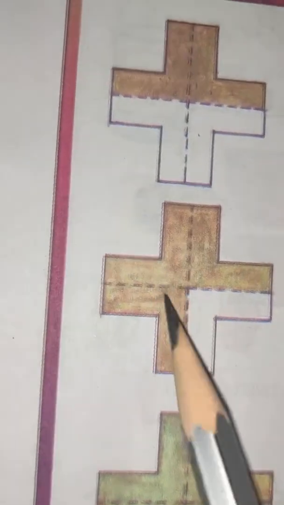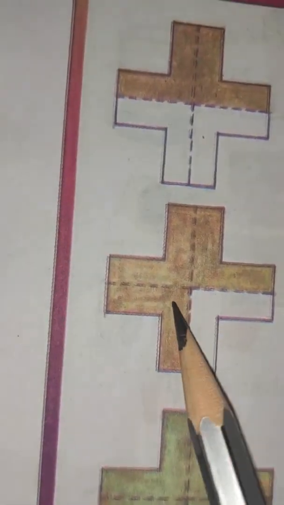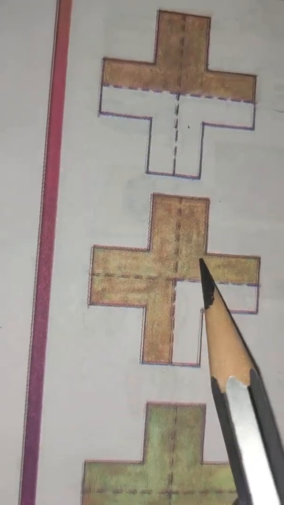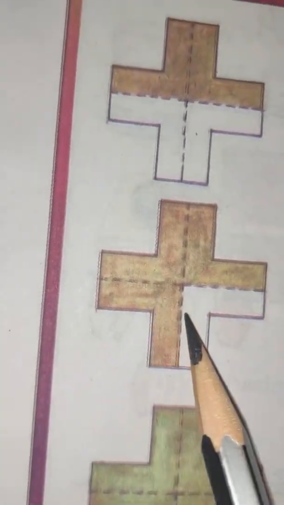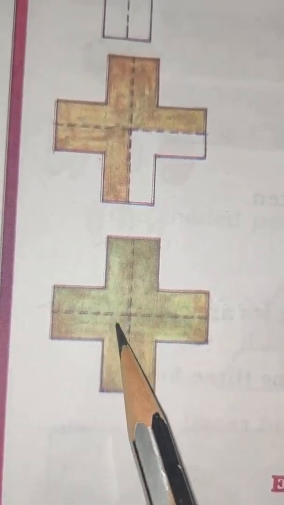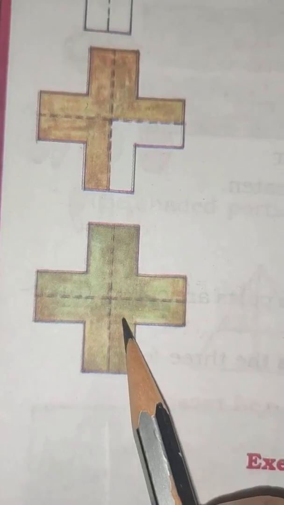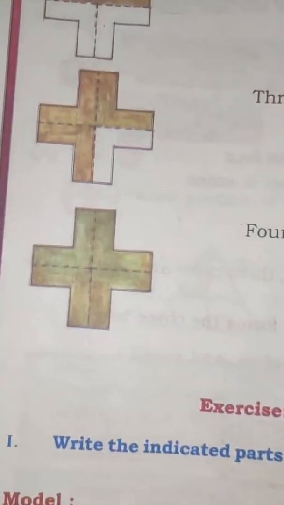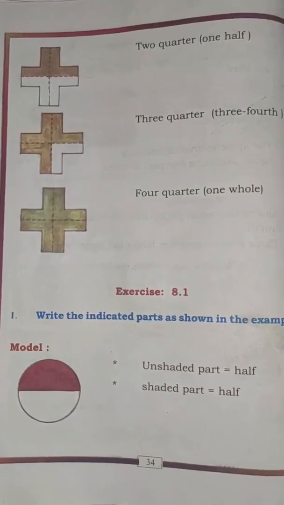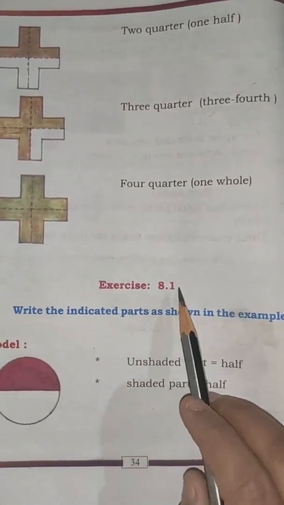Next one here. Now you tell me how many parts are colored here? 3. 1, 2, 3. Means it is 3/4. Yes. Next one here. How many parts are colored here? All the 4 parts are colored here. Means it is 4/4 or it is called a what? Whole. Isn't it? Okay. Now children, come to the exercise part 8.1.